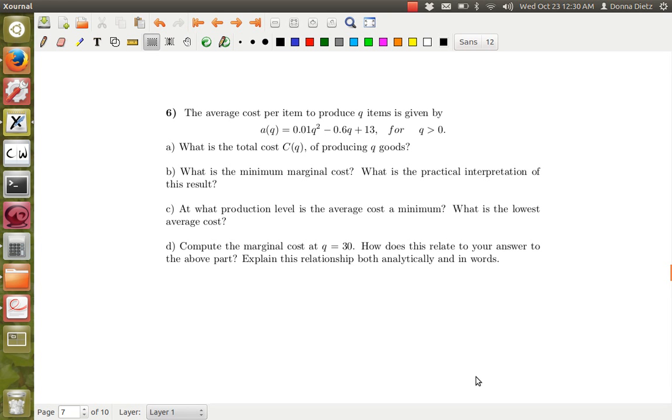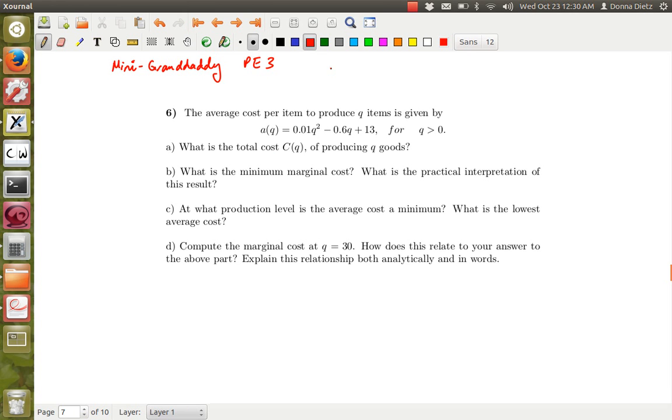Okay, so this is a smaller version of the Granddaddy problem. It's almost like the mini Granddaddy. This is from practice exam 3. The average cost per item to produce Q items is already given.